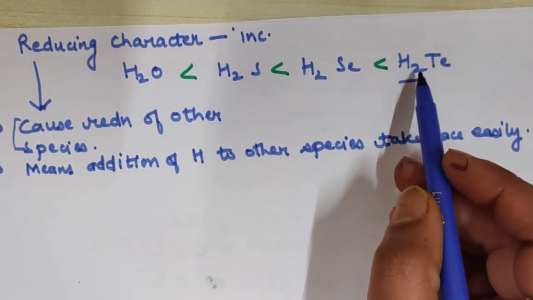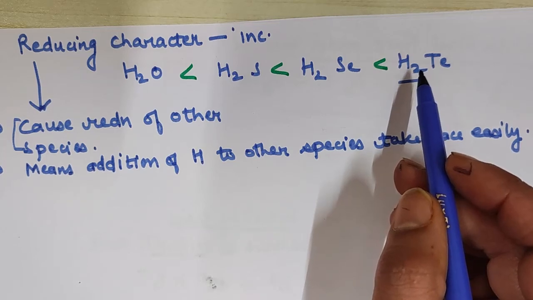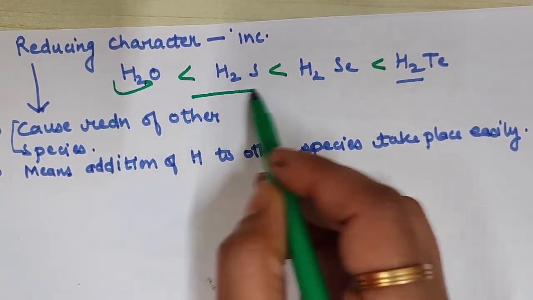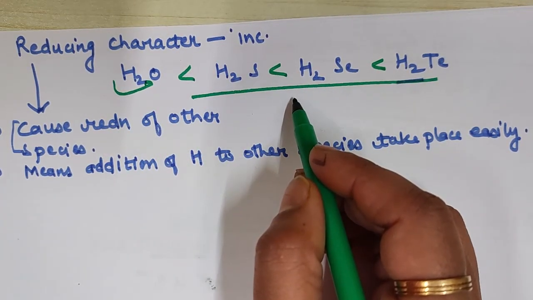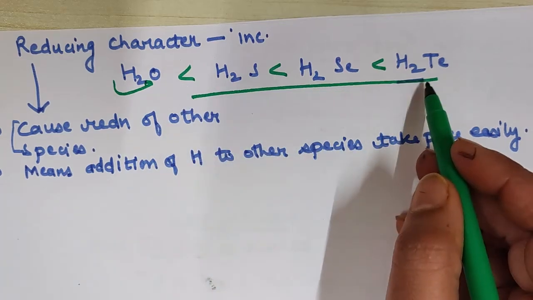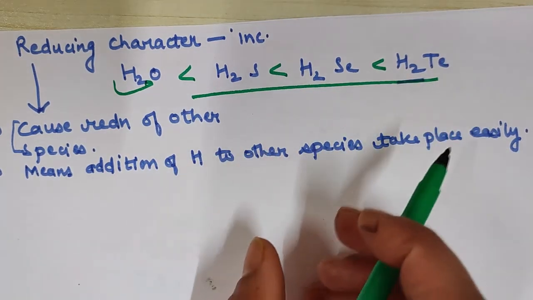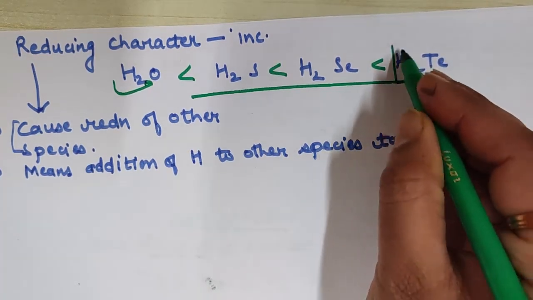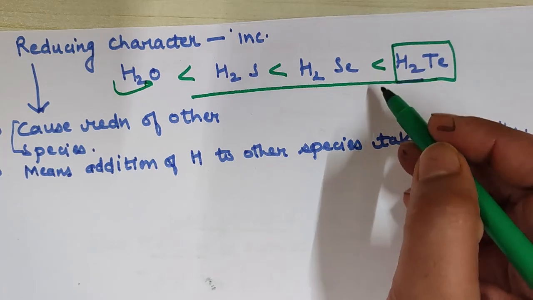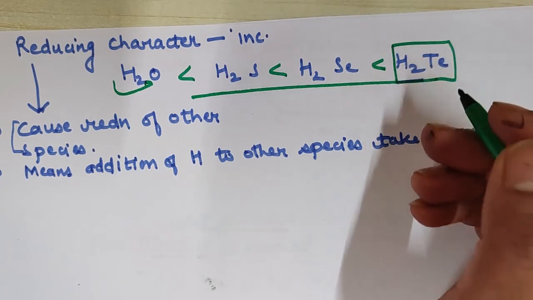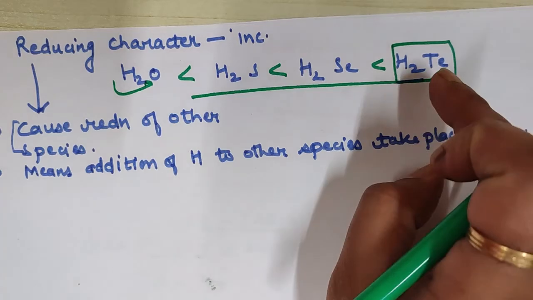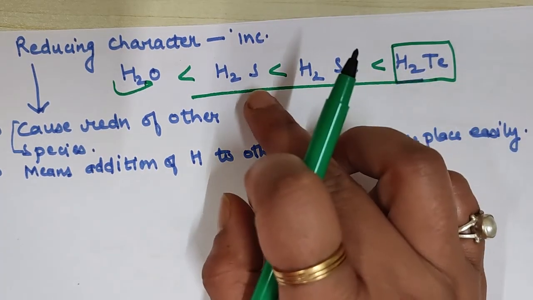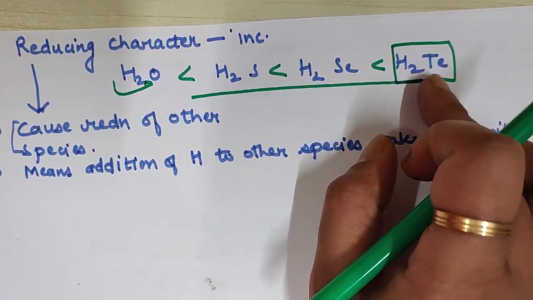In this case, all the hydrides except water are reducing in nature, and the reducing power increases down the group. The reason is that as we move down the group, the thermal stability decreases, because the hydride is unstable. It will easily give the H positive, so it will easily give hydrogen to other species, and therefore the reducing character increases, and this one is highly reducing in nature.